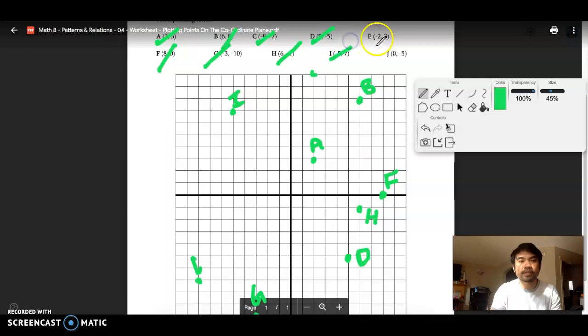This one's done. Let's do negative 2 and 3. Negative 1, negative 2, and then 1, 2, 3. Right over here. That one is E. That one's gone. And then J. 0, negative 5. So 0, you start at the origin, and then you're going to go down. Negative 1, 2, 3, 4, and 5. That one's J. Okay? So, everyone, just pause the video. If you want to try it out, please do.